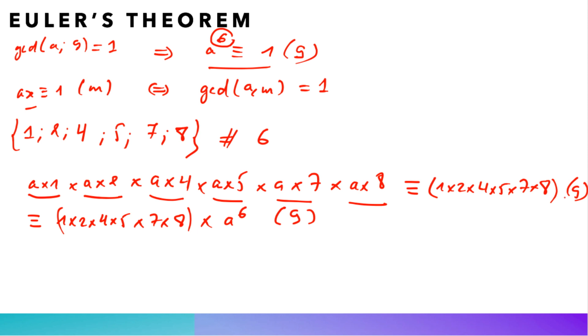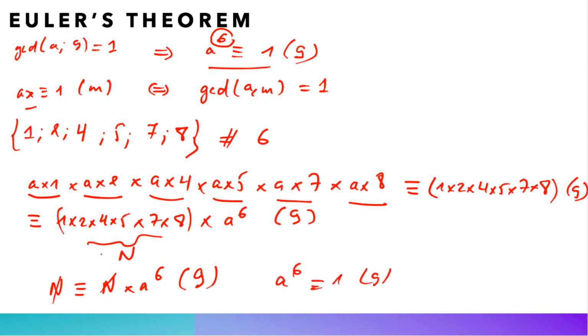times 8 modulo 9. So what we got here, if we denote this capital N, is that capital N is congruent to capital N times A power 6 modulo 9. But N is an invertible element because it is the product of invertible elements, which means that we can simplify both sides to get that A power 6 is congruent to 1 modulo 9.